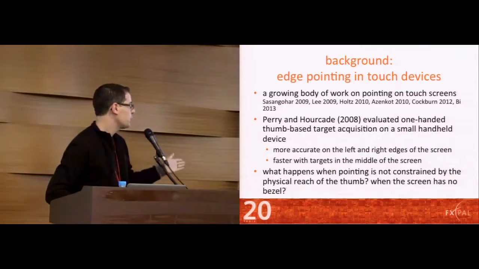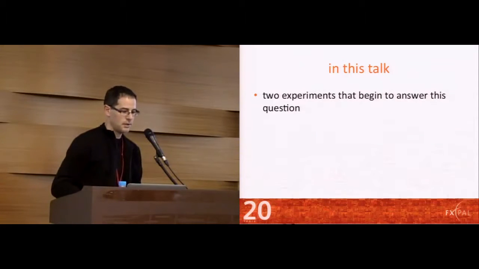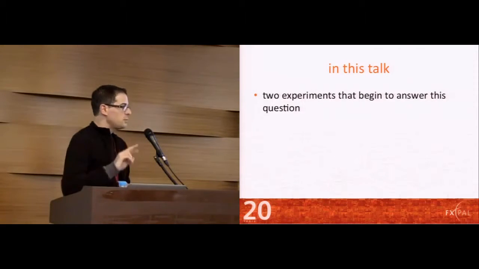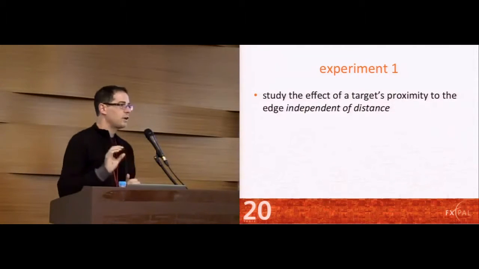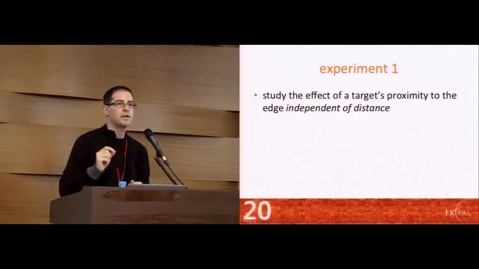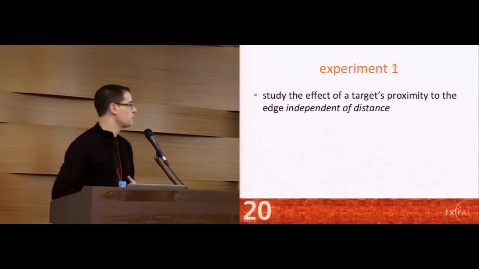So what happens when pointing is not constrained by the physical reach of a thumb? What happens when the screen has no bezel, as most touchscreens today are? So I'll tell you about two experiments that try to tackle this question. And the first experiment tries to understand the impact of being close to the edge, irrespective of the distance of the target from the user.